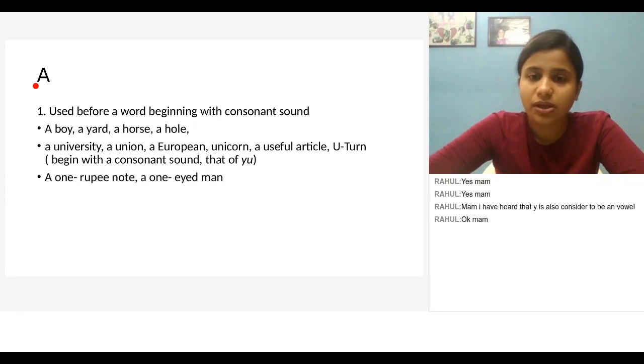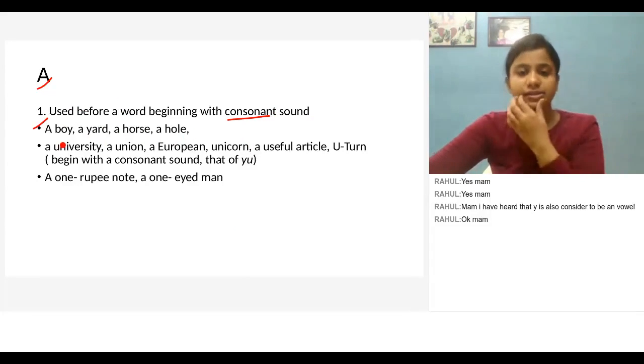Now, when do you use a? First of all, the basic rule that we know is when words begin with a consonant sound, you use a. For example, a boy, a yard, a horse, a hole.